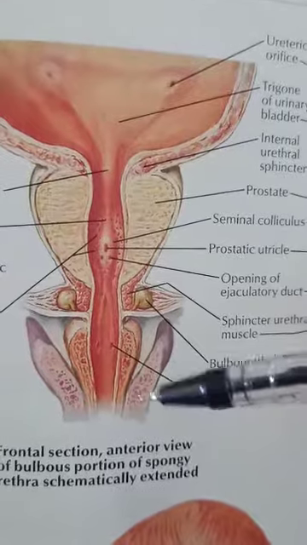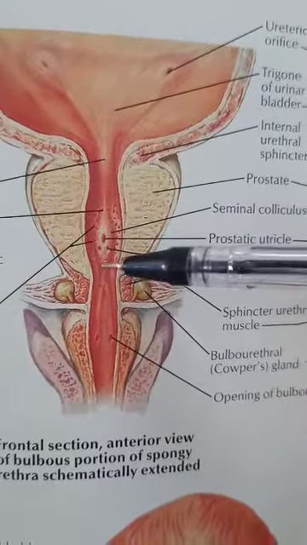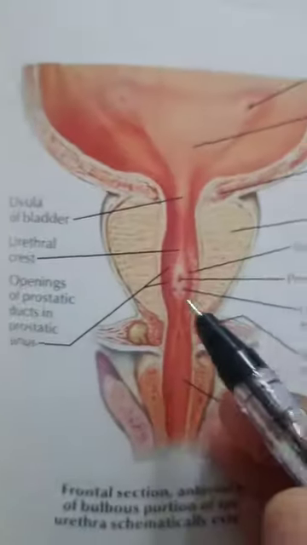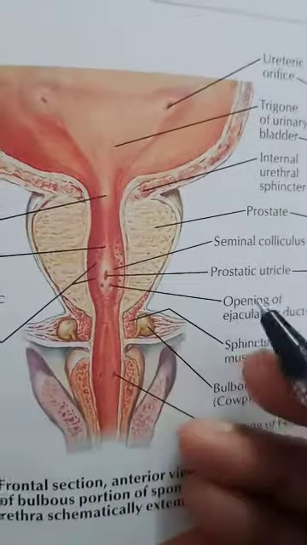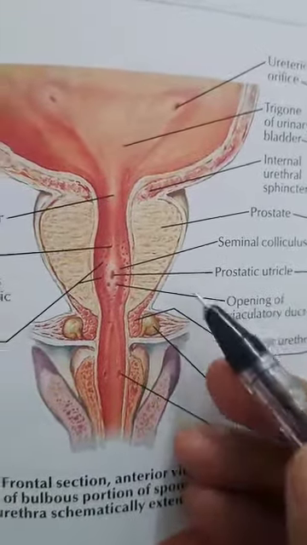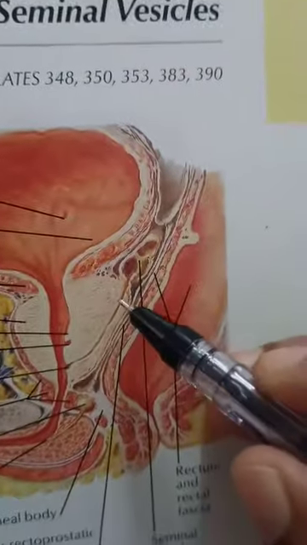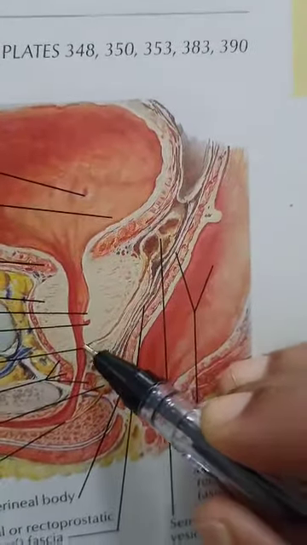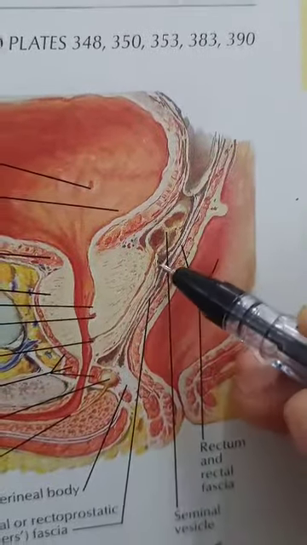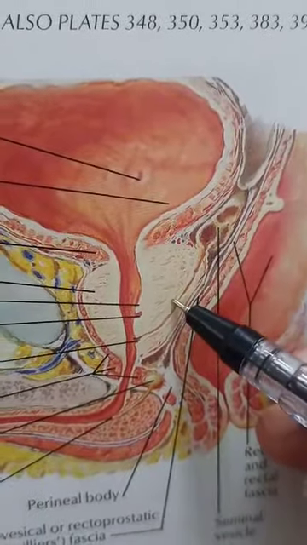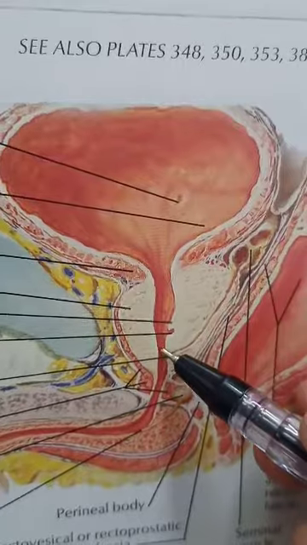Verumontanum. On the verumontanum, we can see the opening of the prostatic utricle. Here, centrally, there is an opening for the prostatic utricle. The utricle we will study later. In this section, this is the opening of the prostatic utricle. This is the prostatic utricle, a sac-like structure, and here it opens into the central part.